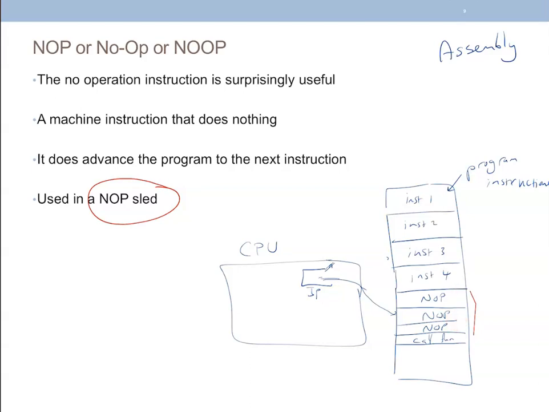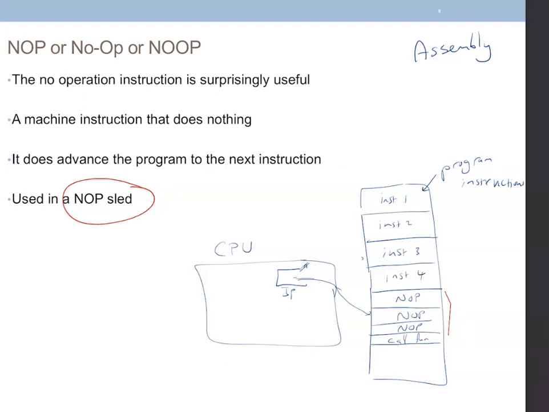So again, what have we got? We know the address of the stack, number one. We know the call stack is fairly shallow. And then we also know about the no-op sled.